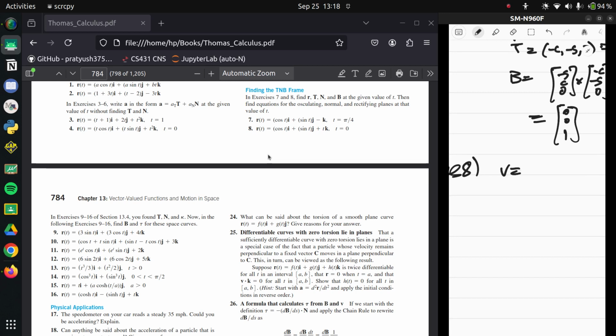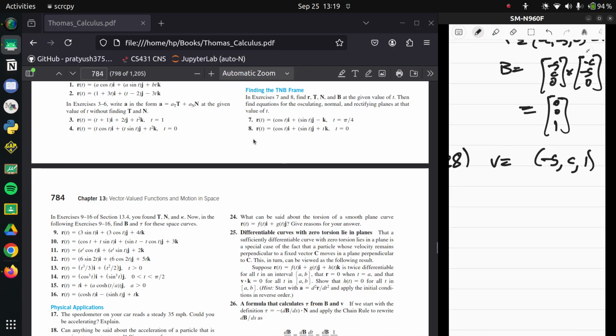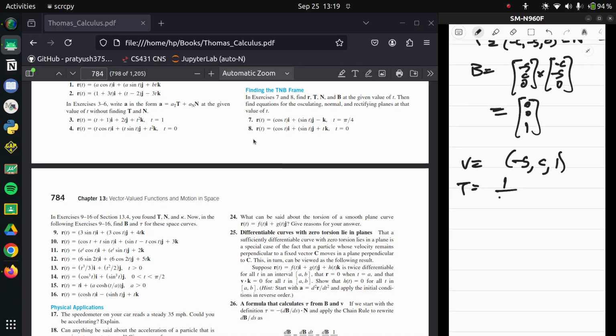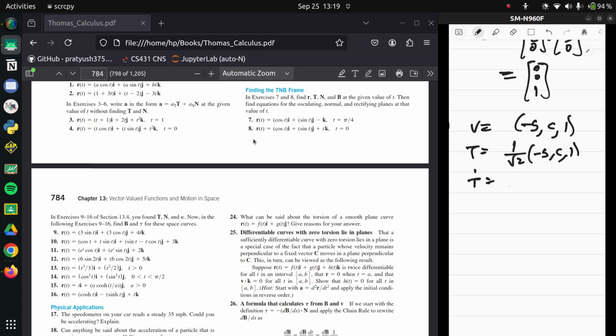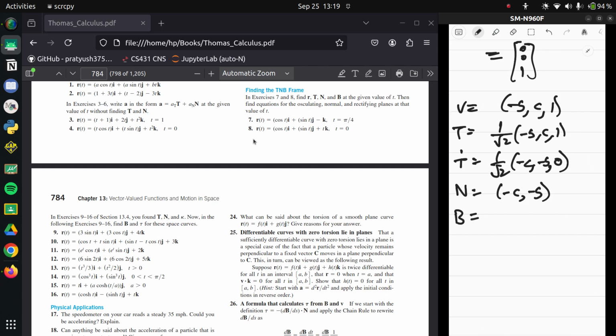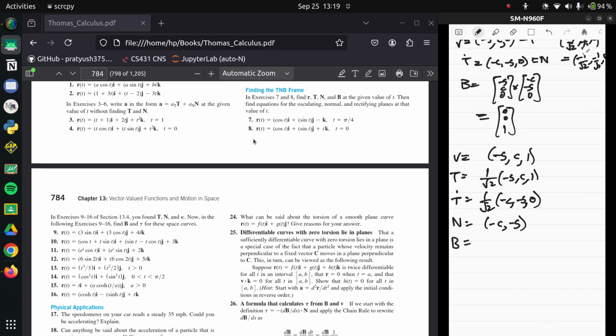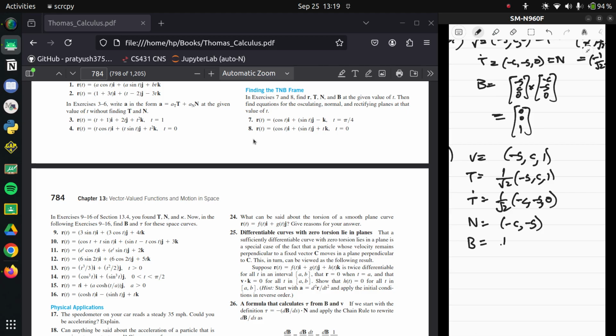Sure, so the velocity vector is just minus sine, comma cosine, comma 1. Okay, this is going to be slightly different. So your T is 1 by square root of 2. Your T dot would just be, your normal vector would just be minus cosine, comma minus sine. So the binormal vector would just be this crossed with that. And yeah, we also have a 1 over there, so you can't just be doing it like that. But it's just going to be like 1 by square root of 2.